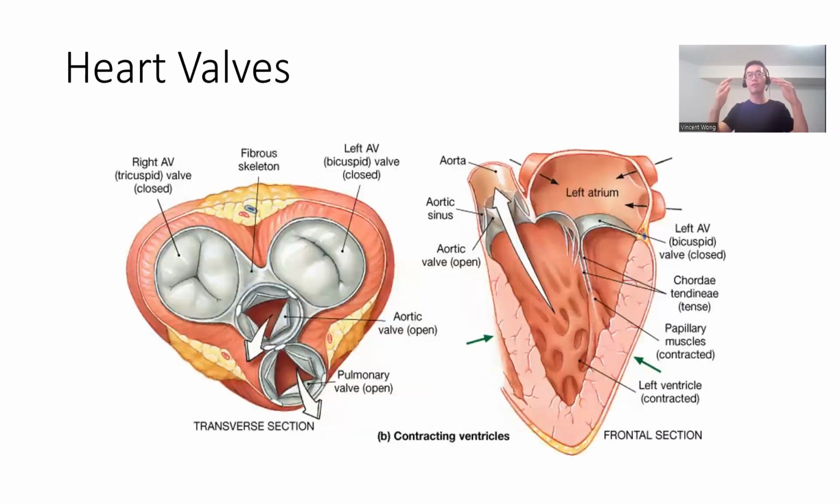Once the ventricles are filled up, it's time for the ventricles to squeeze. When the ventricles squeeze, on the right side you want the blood to go to the pulmonary artery, and on the left side you want it to go through the aorta. But you don't want the blood to go back to your atrium. So that's why you have to close the tricuspid and the bicuspid valve, so that the blood can only go forward and not backwards.